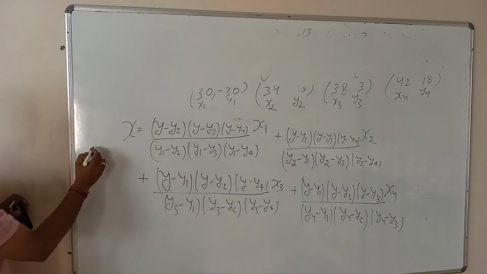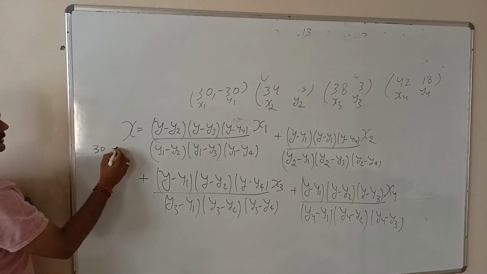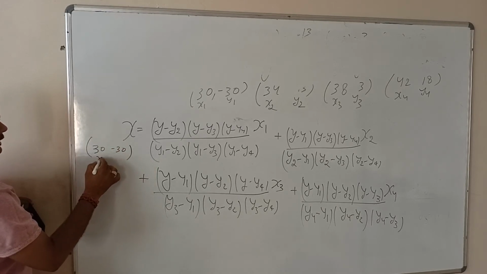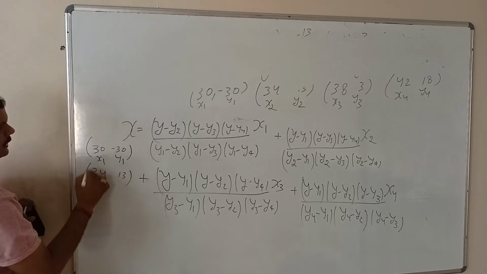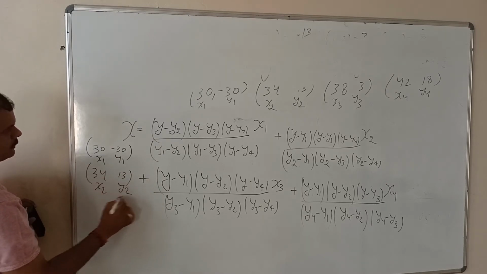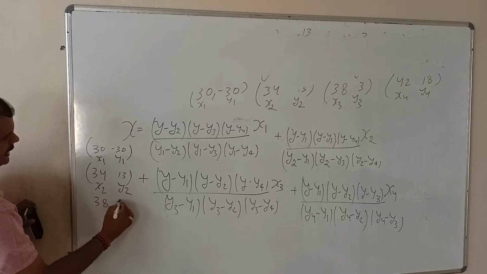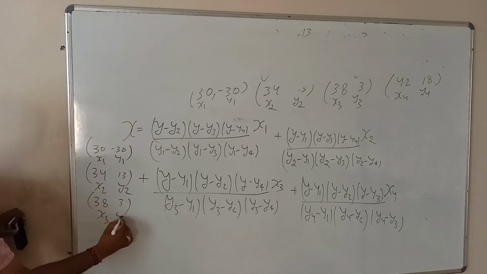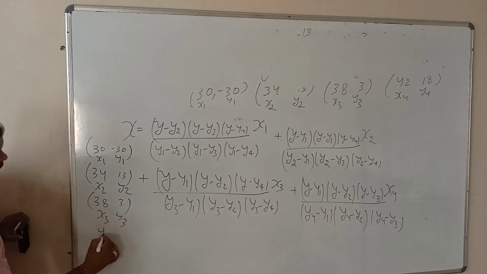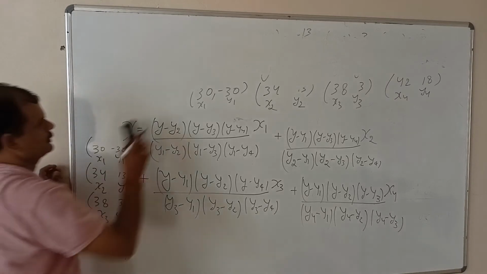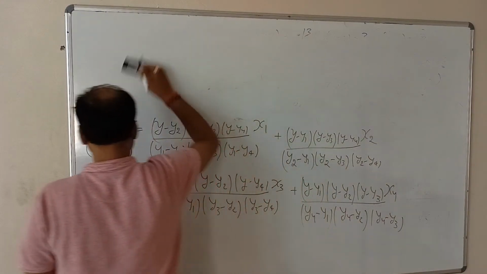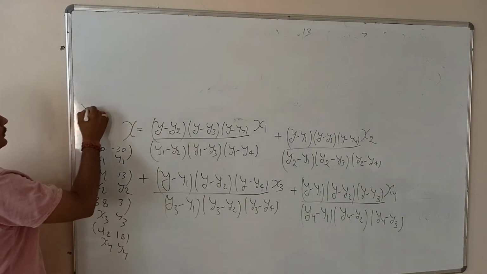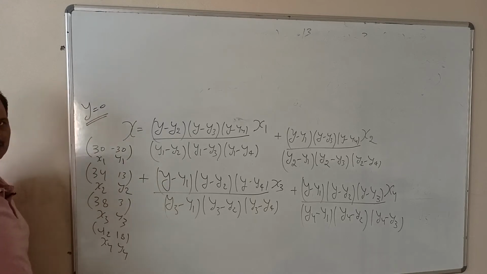So I write the data points here. 30, −30, so this is your x1, y1, and 34, 13, x2, y2, and 38, 3, your x3, y3, and 42, 18, x4, y4. So I have written the data set. Now we can substitute that value. So here y is 0. We need to find the root of this polynomial.